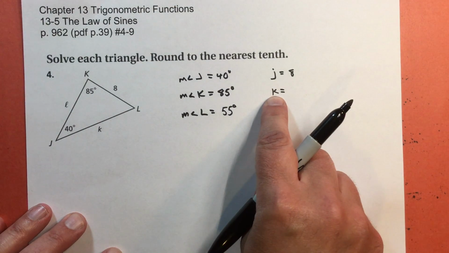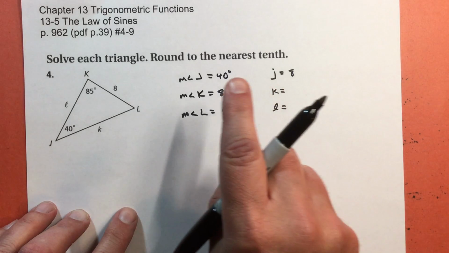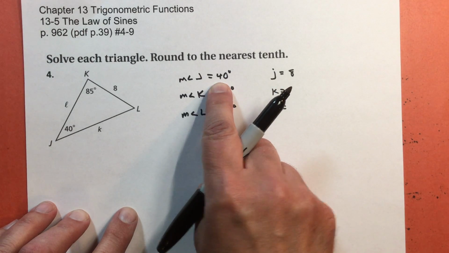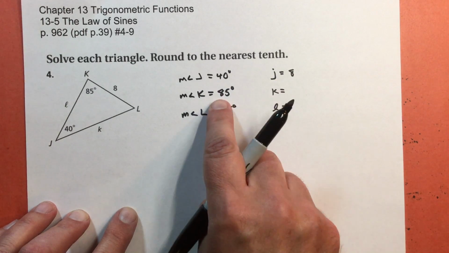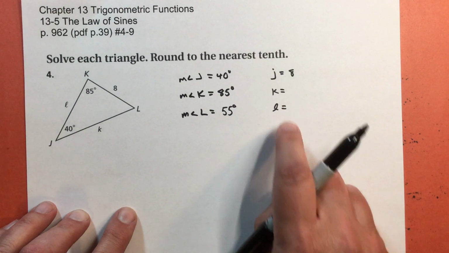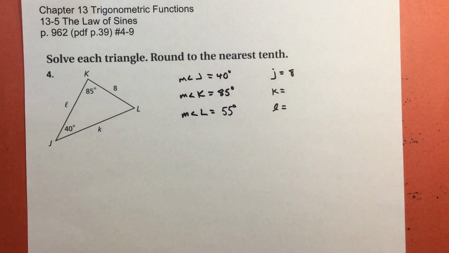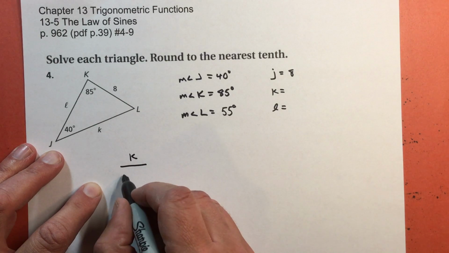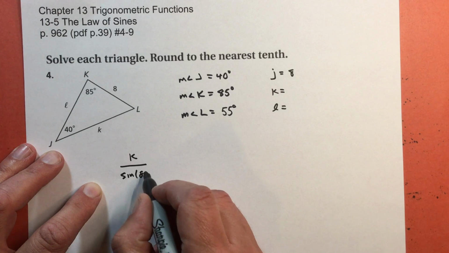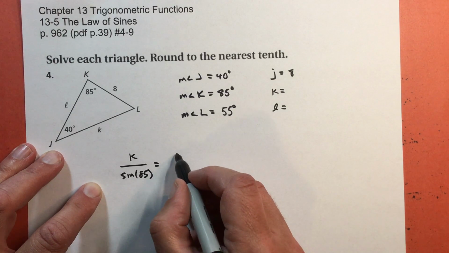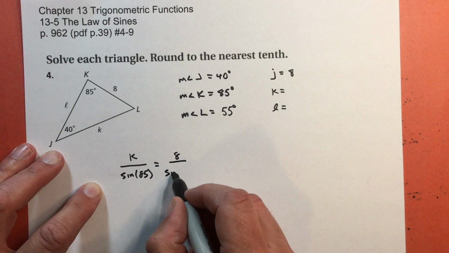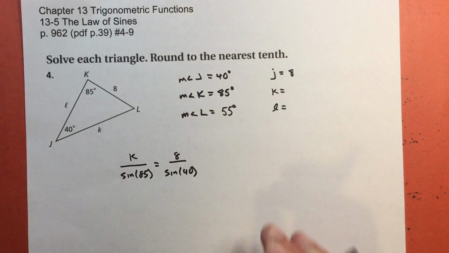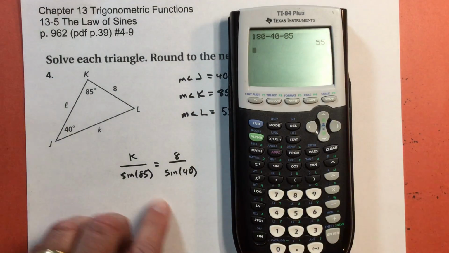Now I want to find side K. I can do sine of 40 degrees over 8 equals sine of 85 degrees over K. That's the actual law of sines. But remember, we also said you could use the reciprocal of that. I can just flip everything. So I'm going to use side K over sine of 85 equals side J, which is 8, over sine of 40.